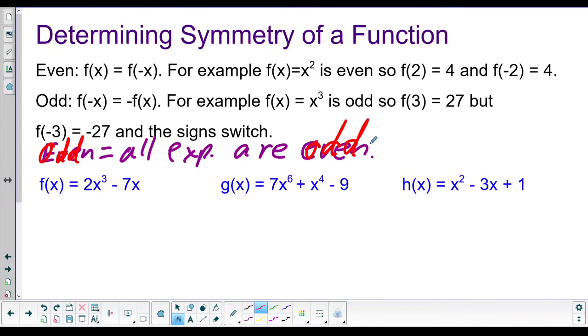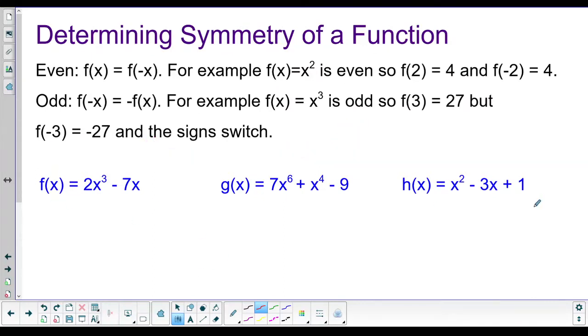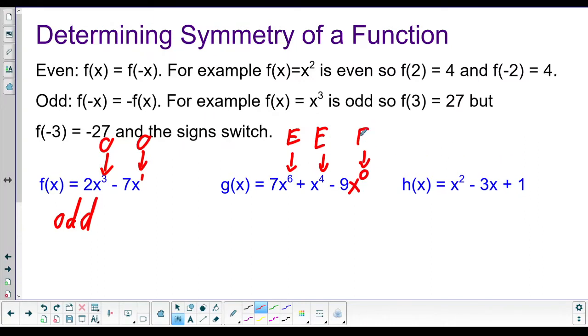Cool? Okay. So if we look at these, our exponent here is 3. That's an odd number. We don't have an exponent here, so it's an invisible 1, and 1 is an odd number. So this function would be odd. Here we have 6, which is even. We have 4, which is also even. Here we don't even have a variable, so what that means is we have x to the power of 0. 0 is an even number. So this is an even function.